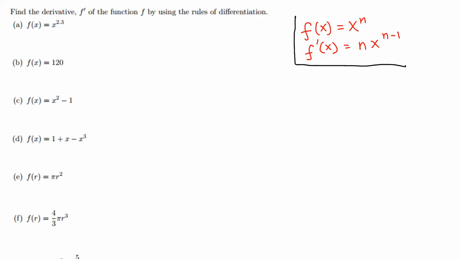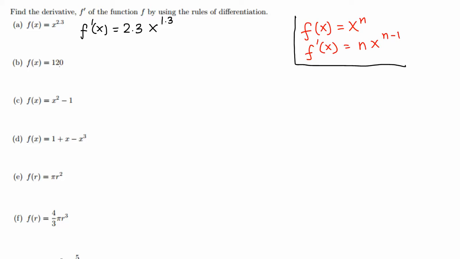When the function is x raised to n, then by the power rule, the derivative is: bring n down, n x, and subtract 1, n x^(n-1). So using this power rule, the derivative of this function will be 2.3 x^(2.3 minus 1), that's 1.3, done.